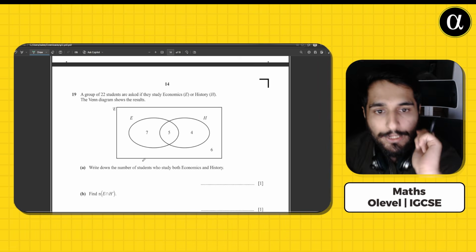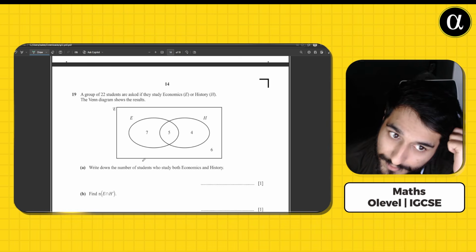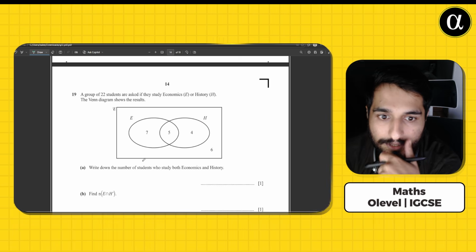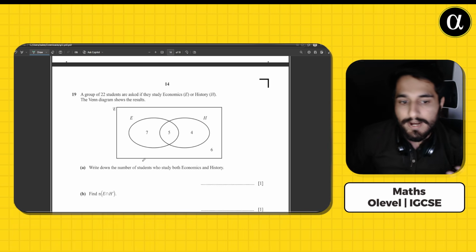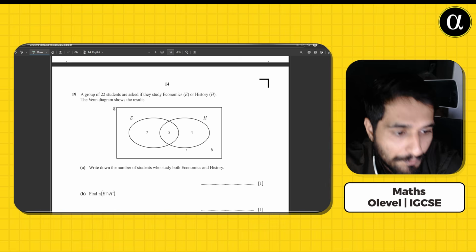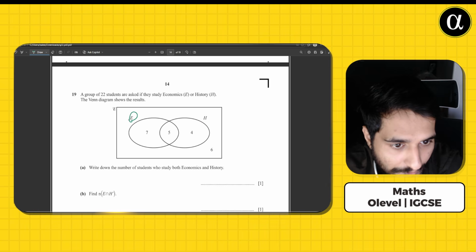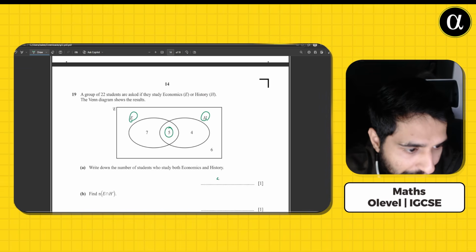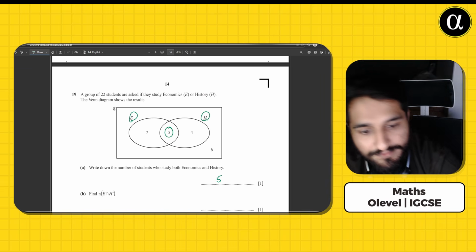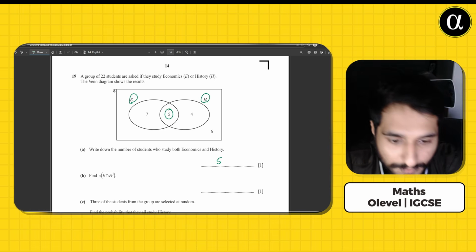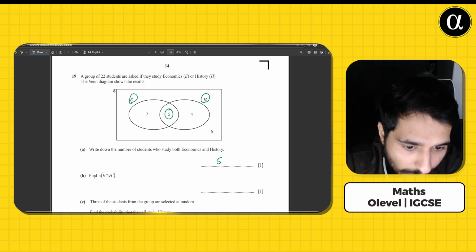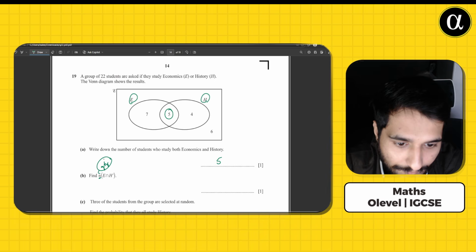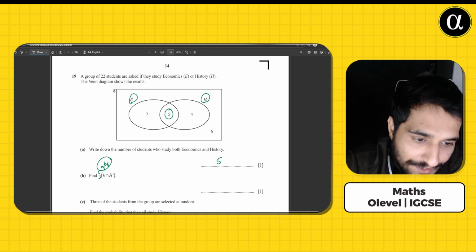Now, question 19 says a group of 22 students are asked if they study economics or history. The Venn diagram shows the results. Write down the number of students who study both economics and history. So we know this is economics, this is history, and the students who study both is going to be the intersection, which is represented by 5. Now, the next part says we need to find the quantity of E intersection H prime.